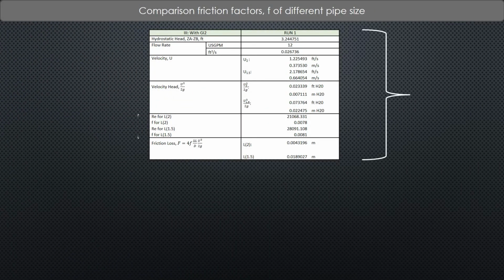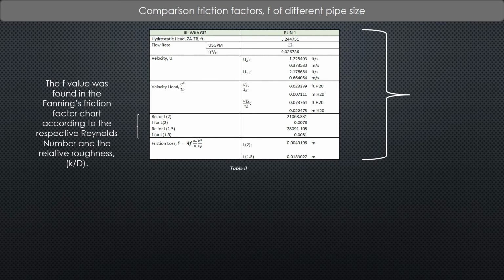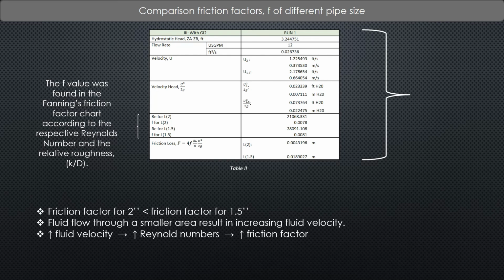Next, we will compare friction factors of different pipe sizes. Friction factor for the 2-inch pipe section is slightly lower than for the 1.5-inch pipe section. This is because the fluid velocity is increased when it flows into a smaller area, resulting in the higher force required to move it. The higher the fluid velocity, the higher the Reynolds number. Thus, the friction factor value also increases.